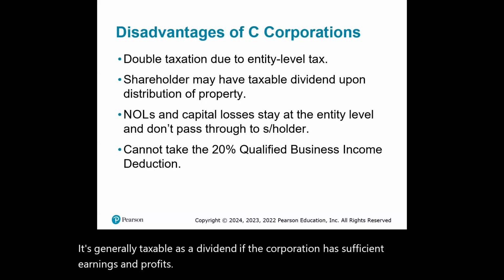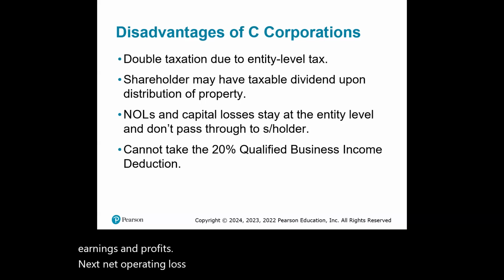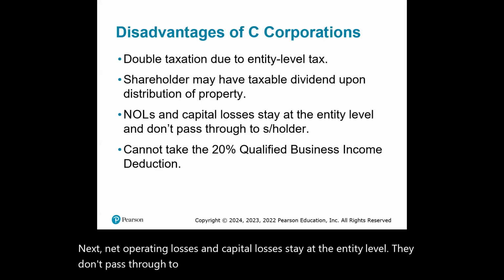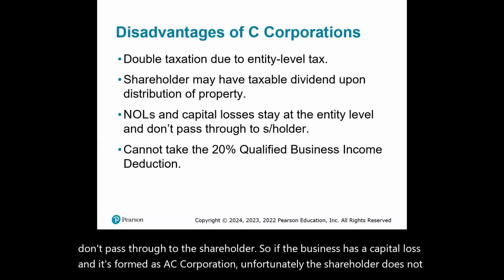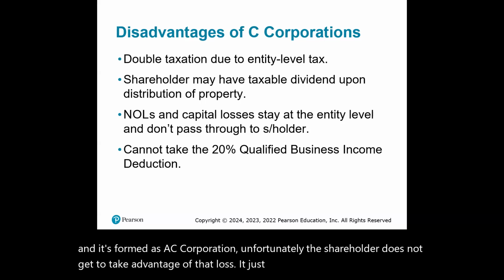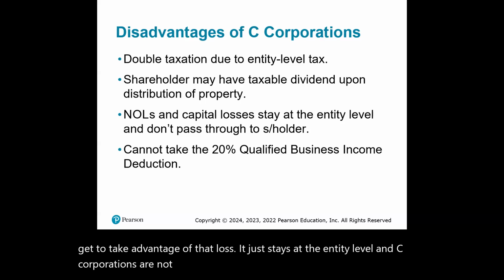Next, net operating losses and capital losses stay at the entity level. They don't pass through to the shareholder. So if the business has a capital loss and it's formed as a C corporation, unfortunately, the shareholder does not get to take advantage of that loss. It just stays at the entity level. And C corporations are not allowed to take the 20% qualified business income deduction.